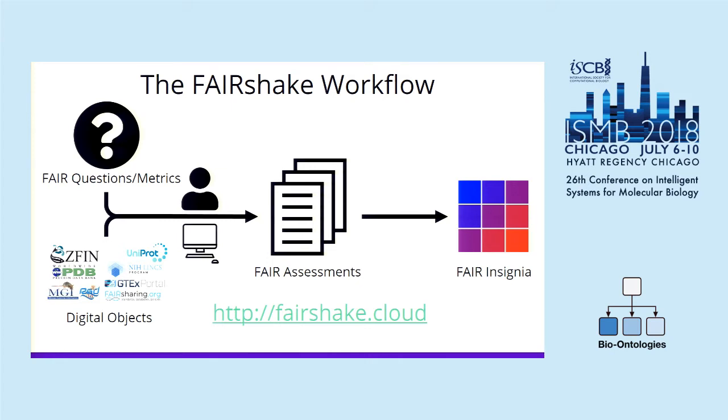In order to visually communicate the fairness level of a digital object, we have developed this FAIR insignia, which is a 3x3 grid of colored squares. Each square represents the results of the aggregated assessments for 1 out of the 9 questions. This is on a color scale from blue for 100% positive to red for 100% negative answers.